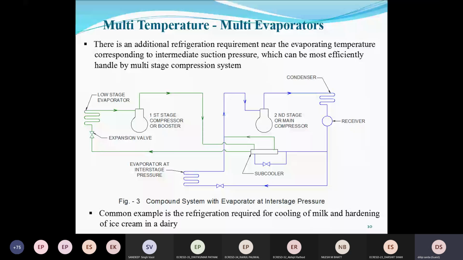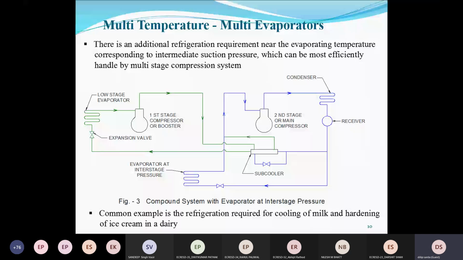Now, I will say what the second advantage of a multi-stage compression system is. You may assume that we require two evaporating temperatures in the plant. One cold room requires plus 4 degrees centigrade, and in the second cold room we may require minus 20 degrees for the frozen product. What to do now? Should we go for independent systems or should we have some different type of system?